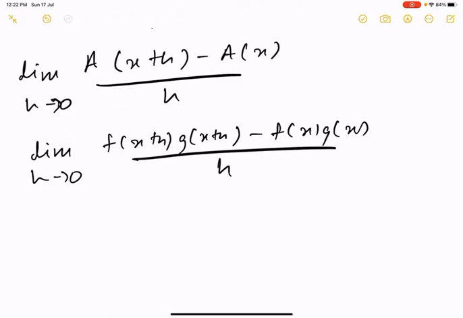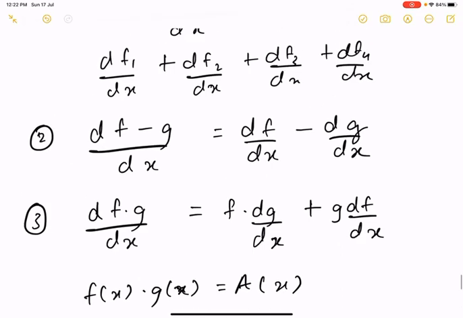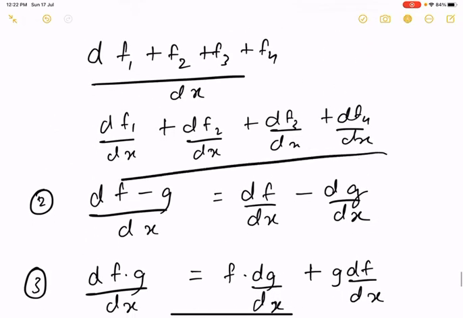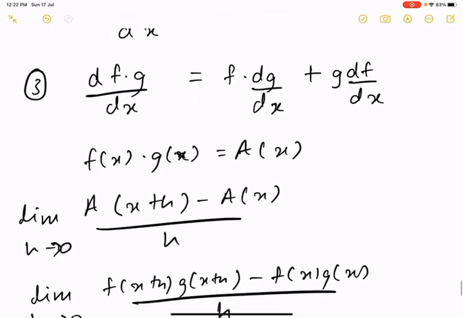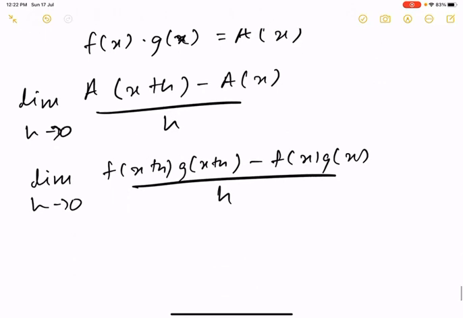Now you have to do some trickery over here, because for addition of functions it is very straightforward. It just splits up, differentiation of first plus differentiation of second plus differentiation of third. Now for multiplication, how do you separate it as differentiation of first function, then differentiation of second function? So the trick is straightforward.